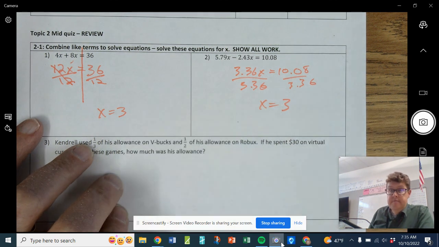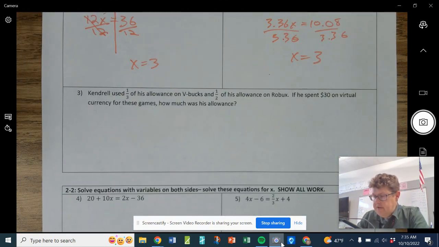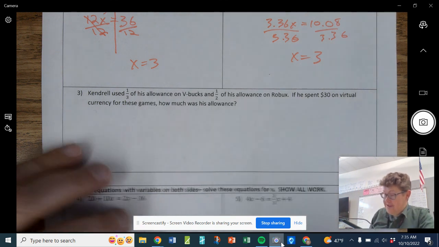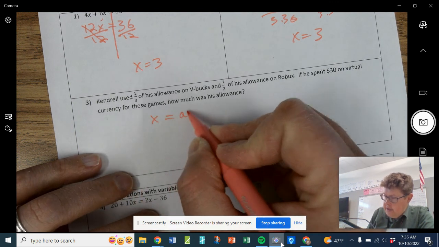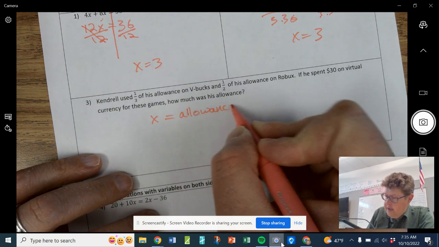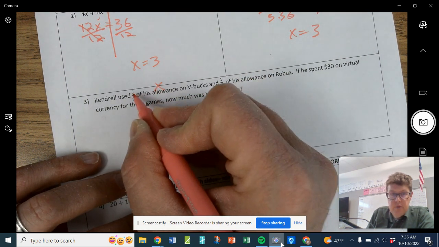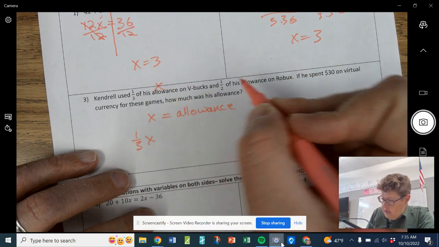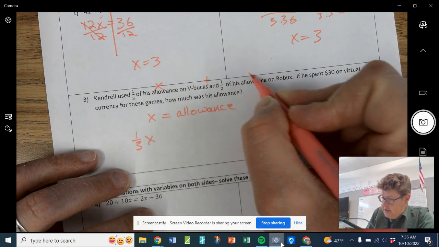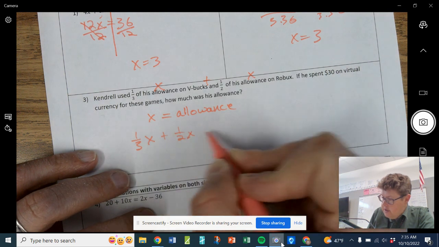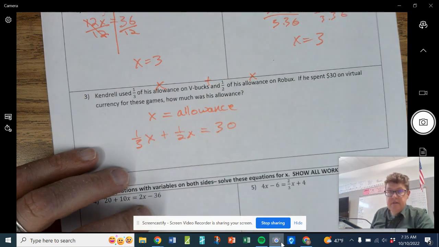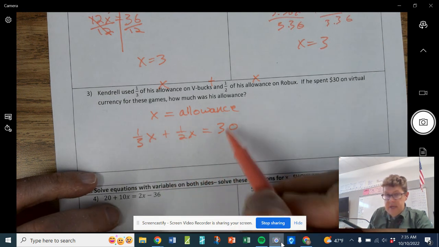So special. Anyway, Kendrell used a third of his allowance on V-Bucks and half of his allowance on Robux. If he spent $30 on virtual currency for these games, how much was his allowance? So we're going to say X equals allowance, and that's how much money he got. Okay, so I'm going to take this 1/3, and I'm going to multiply it by his allowance, right? Of means multiply, so 1/3 times X, and means plus, 1/2 of his allowance. So I add those together, and then $30 was how much he spent on virtual currency. So basically you add this number to that number and you get that 30, okay?